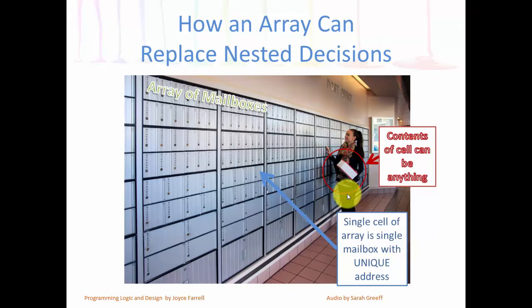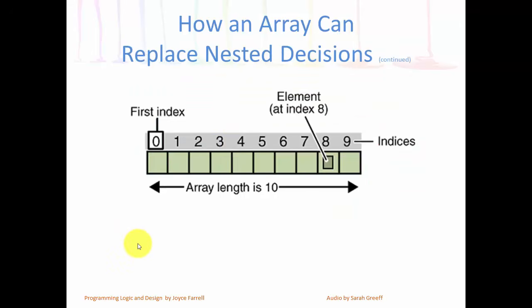Now, the contents of each cell can be anything. Here this lady has a package. It can be a letter. It can be anything which we can put within our mailbox. Now if I had to ask you to count from 1 to 10, you would start at 1, obviously. Now with arrays, you need to remember that you need to think like a computer. When you count arrays, you need to start at 0.